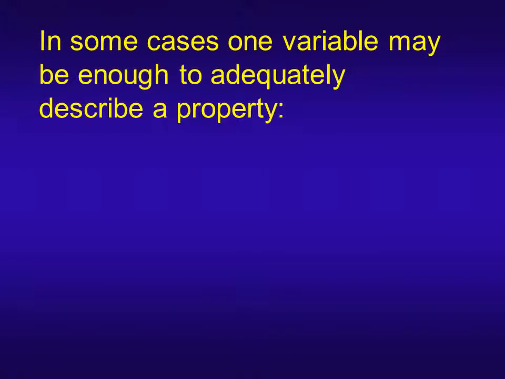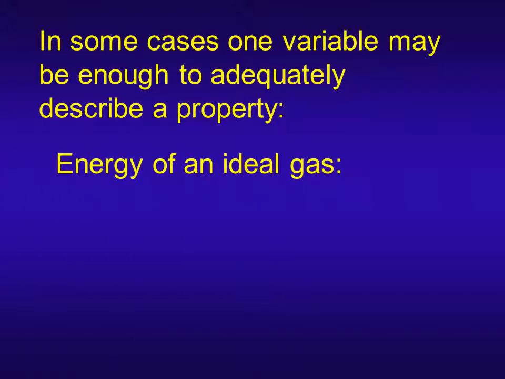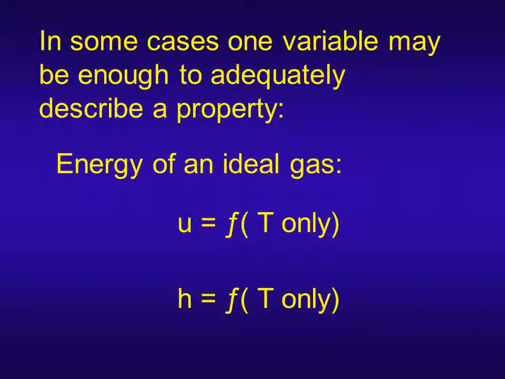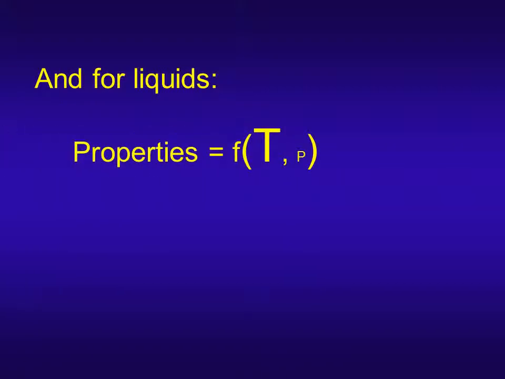Now we talked about ideal gases, and in some cases, one variable may be enough to describe a property. And that's true for the energy of an ideal gas. Remember, we said that U is a function of T only, so that dU equals Cv dT. dH equals Cp dT for an ideal gas.